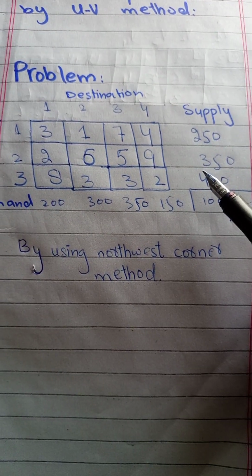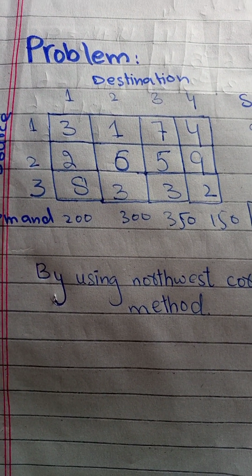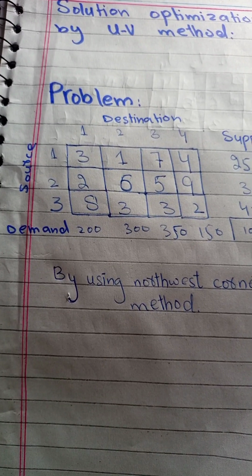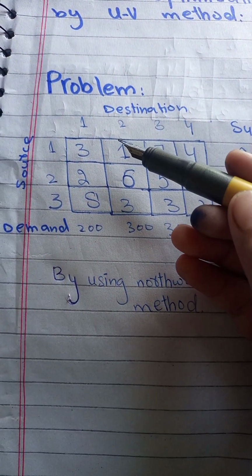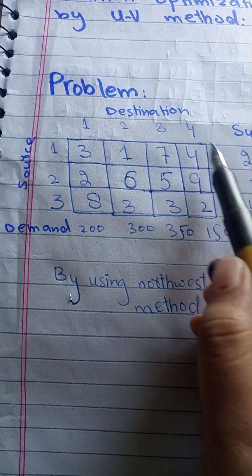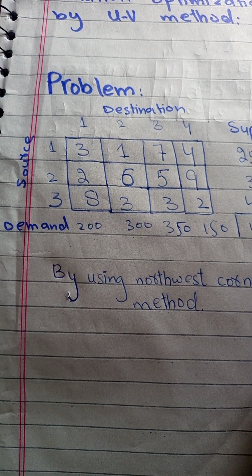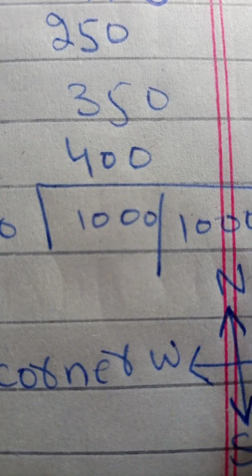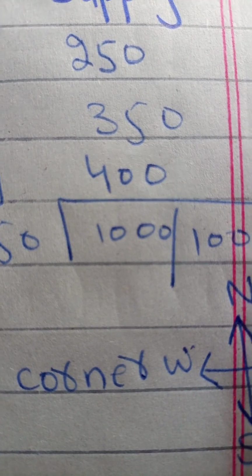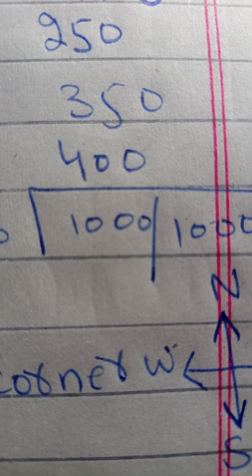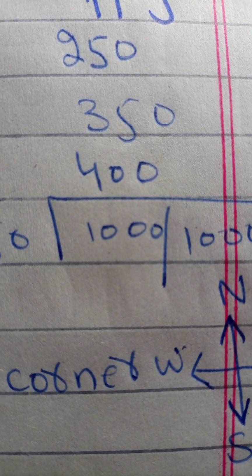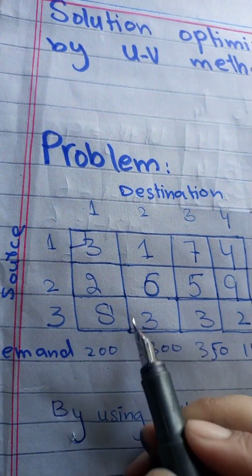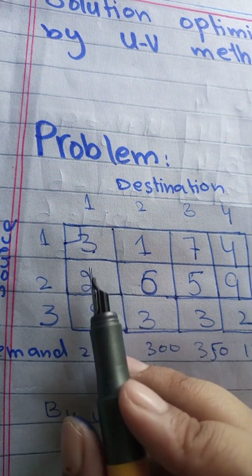We will solve this problem by using the northwest corner method. In the northwest corner method, as we have already discussed, we have to choose the value which is more west and more north. Just see the directions. We have to choose the number which is more on the west side and more on the north side. So 3 is the respective number because 3 is more on the west side and more on the north side.